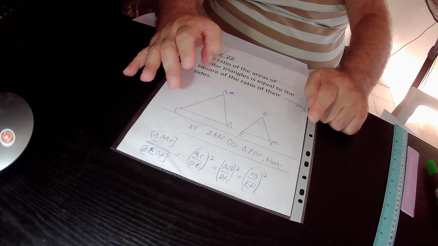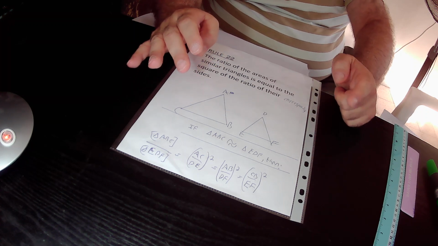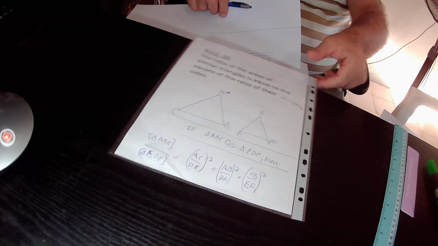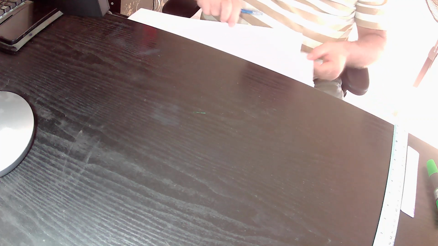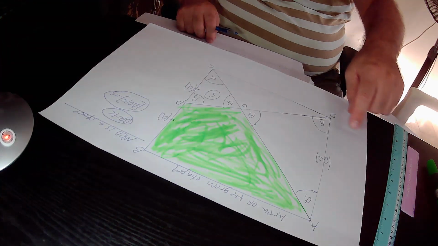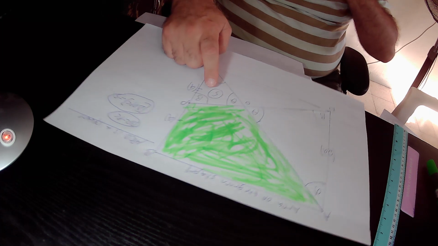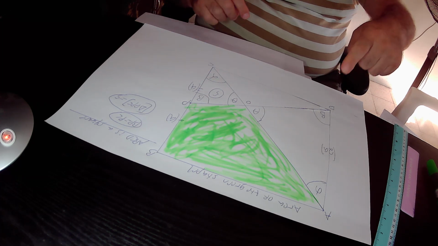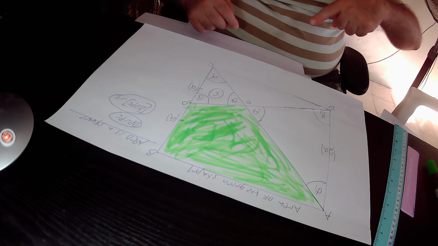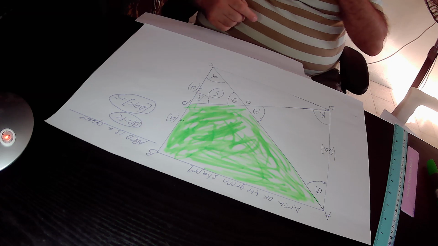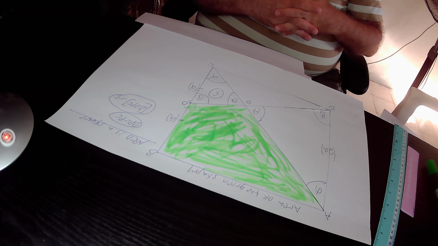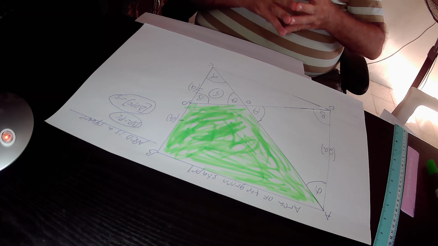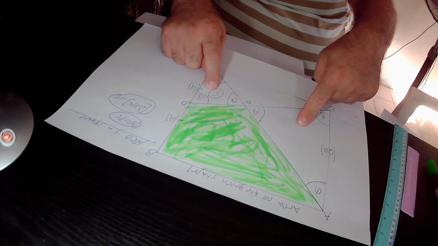So we can implement Rule 22 in our drawing. Why? Because in our drawing we have already found out that the big triangle AOD is similar to this small triangle COP. Whenever you have two similar triangles, you can implement Rule 22. So according to Rule 22, what is the ratio between the areas of those two similar triangles?